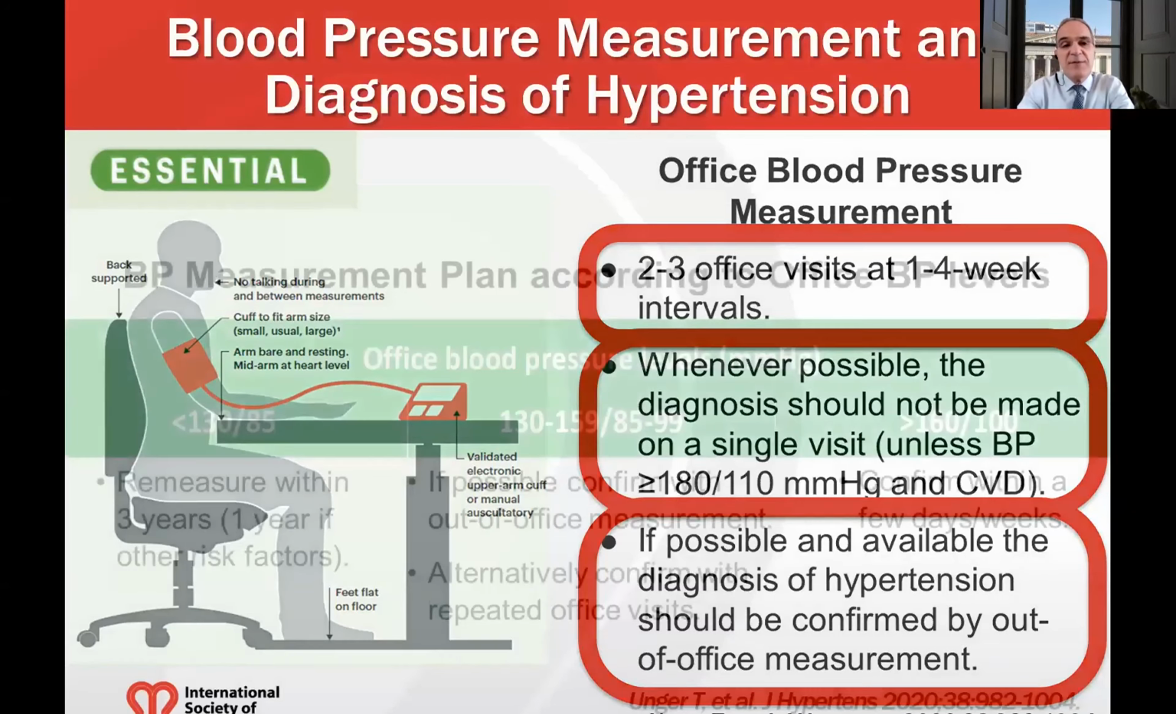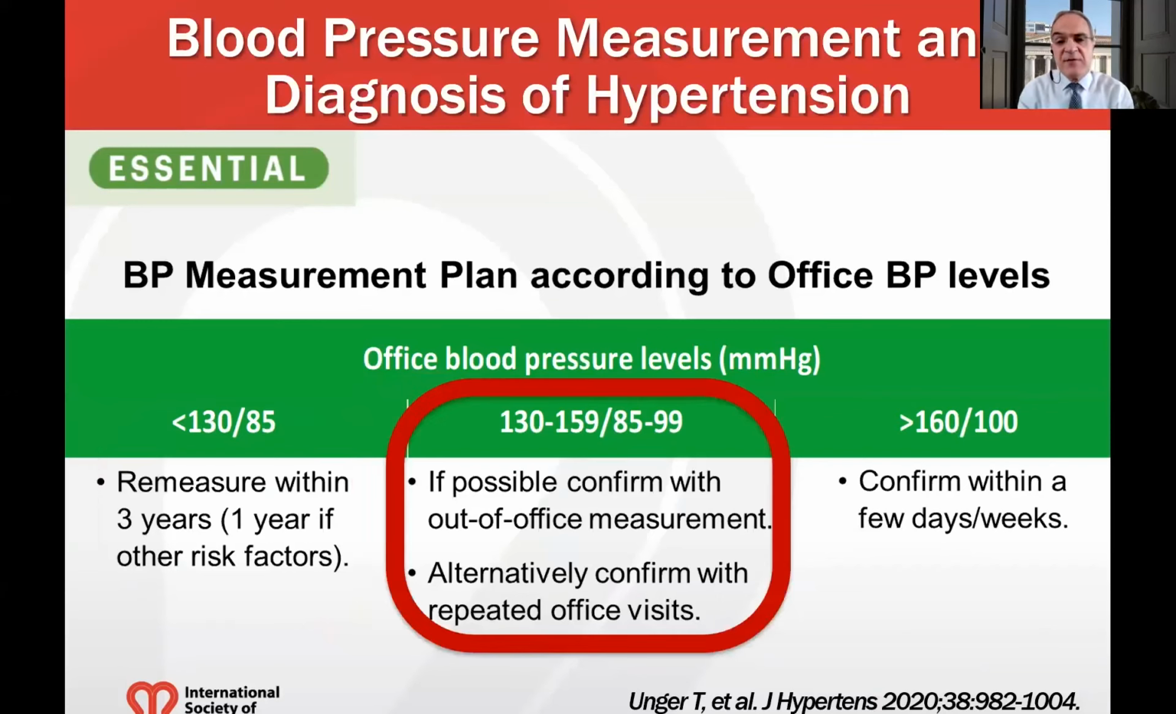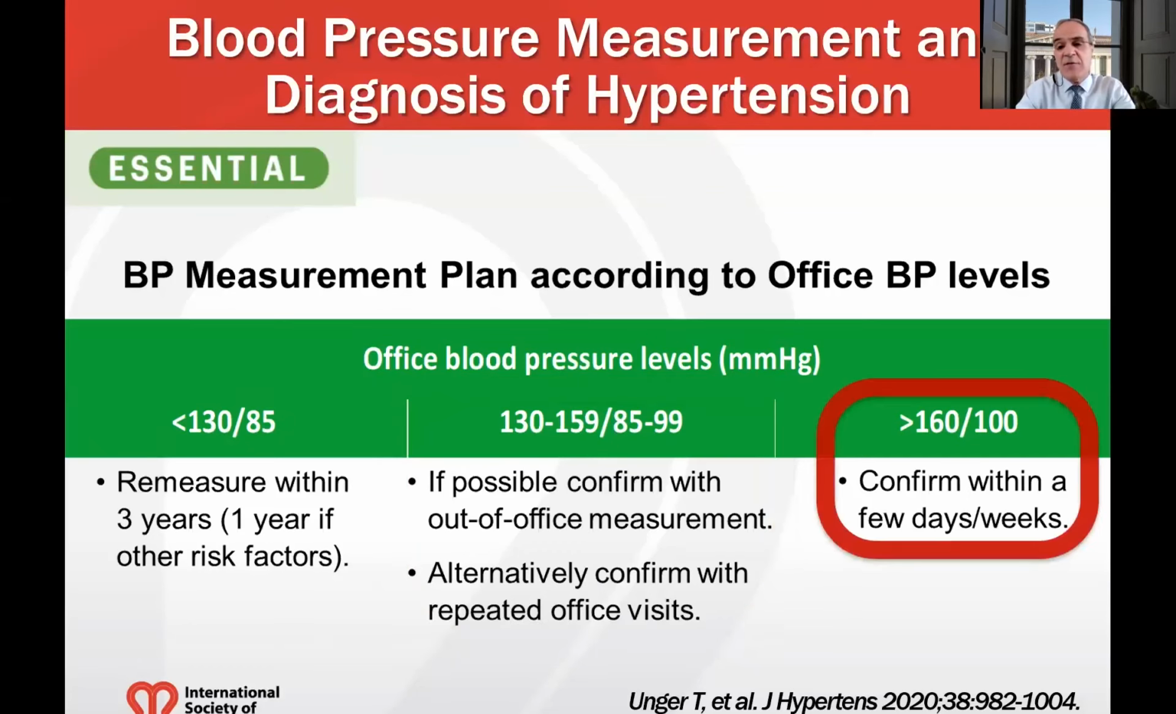So when you do office blood pressure measurement and this is low, then you are done. You should remeasure blood pressure after 3 years, or 1 year if there are other cardiovascular risk factors. When it is close to the diagnostic threshold, 130 to 160 and 85 to 99, then if possible, you should confirm with home or ambulatory measurement. And if these are not available, you should confirm with repeated office visits. If blood pressure is too high in the office at the initial assessment, then this needs confirmation within a few days or weeks before treatment is initiated.